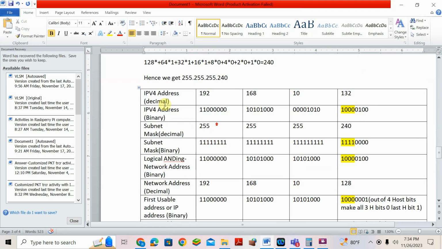Okay, I write the table like this. IPv4 address in decimal. The question is 192.168.10.132. Now I want to convert this decimal into binary.